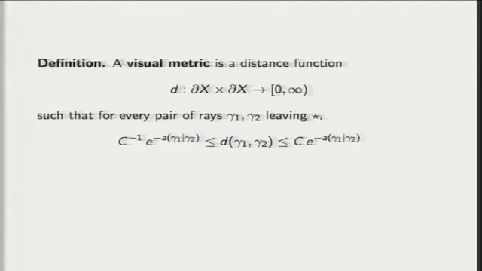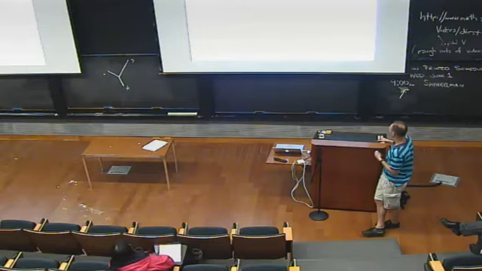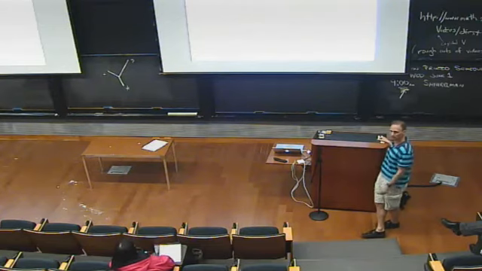So a visual metric is a distance function on the boundary, on the set of these equivalence classes, so that if you take two rays leaving the base point, that distance is comparable to this quantity. You take the overlap, multiply it by some fixed number a, which is called the visual parameter, take e to the minus that, and that's the distance to within a factor.